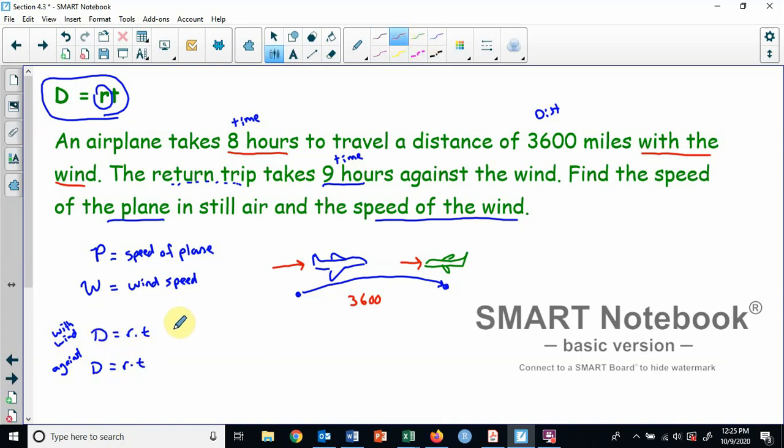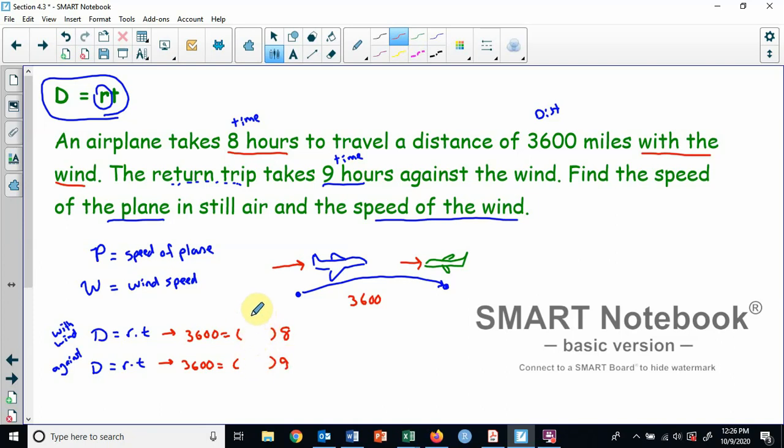See, I know the distance is 3,600, and I actually know that's the distance for both of these trips. I do not know the rate. Let's leave a big blank parentheses, and we'll fill in the rate. That's the part that takes thinking. But I do know the time. The time for with the wind was 8 hours. And the time of the trip against the wind was 9 hours. Okay? So now I just need to figure out the rates.